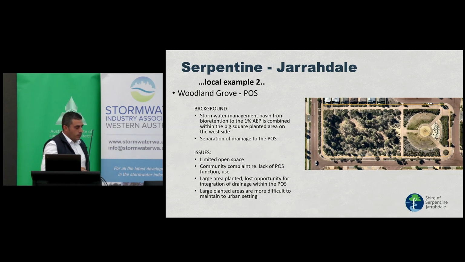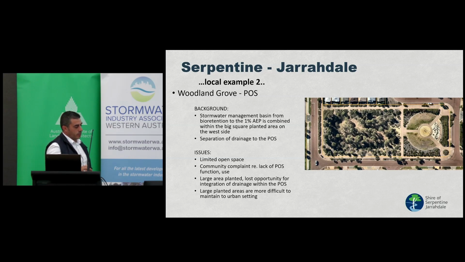This is an example of a system that achieves what it needs to achieve, but from the local community perspective, residents are not too happy that they have a public open space that doesn't have a lot of usable area. So all the stormwater treatment and management is within the treed area there, and it's all planted out.